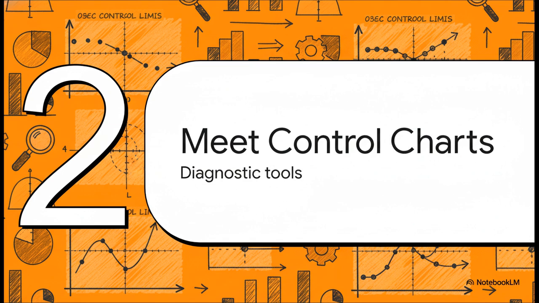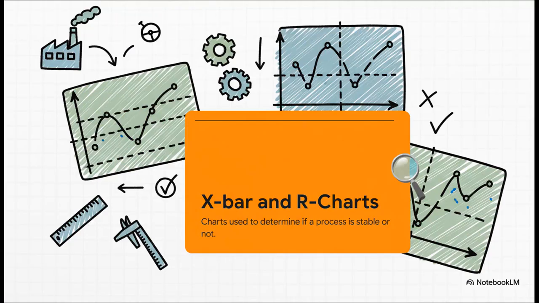So, how do we actually diagnose the health of a process? I mean, we can't just look at it and guess, right? We need a tool that gives us a clear, data-driven picture of what's really going on. And that's exactly where control charts come in. The best way to think about them is like a heartbeat monitor for your production line. They track performance over time, showing you the normal, healthy rhythm, and more importantly, flagging any dangerous blips or irregularities.